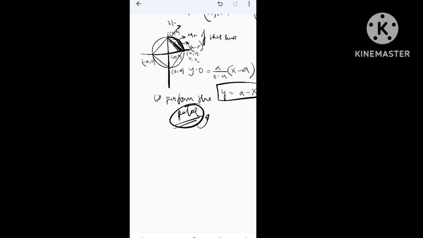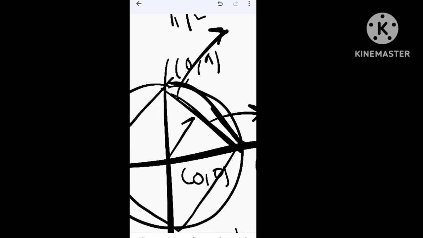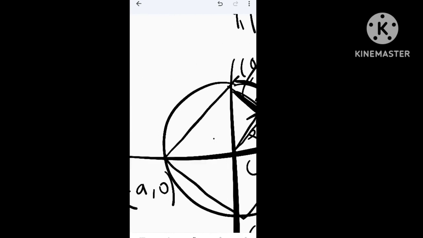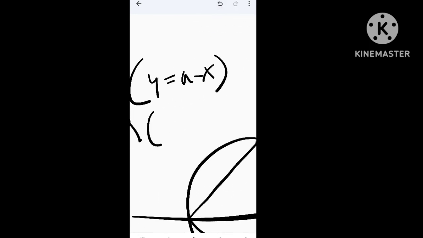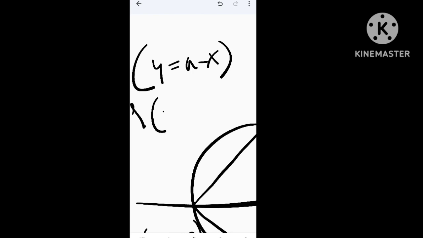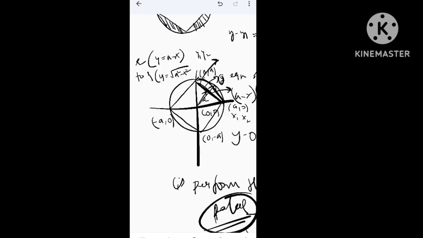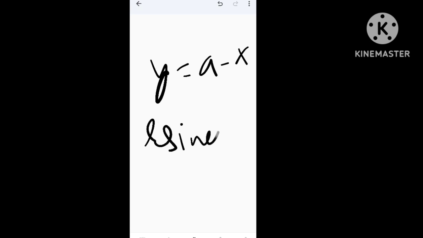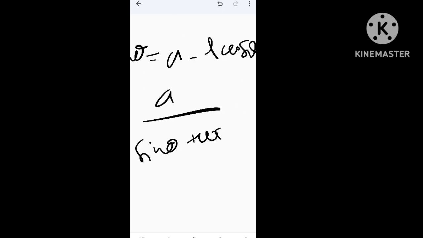So I told you to choose polar coordinates. In polar coordinates, as you can see, the radius r varies from our line to the outer circle. The circle is x squared plus y squared equals a squared. For the line, y equals a minus x, so in polar coordinates r sine theta is equal to a minus r cos theta, so I get r equal to a over sine theta plus cos theta.